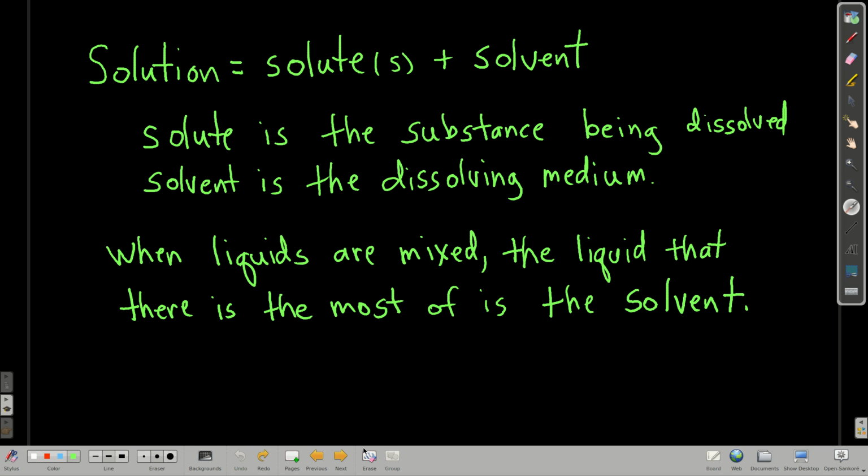Solute is the substance that's being dissolved. The solvent is the dissolving medium. So if you put some salt, sodium chloride, into water, salt would be the solute, water would be the solvent. If you're mixing two liquids together, then just whichever liquid there's the most of, that's the solvent, and anything else is the solute or solutes.